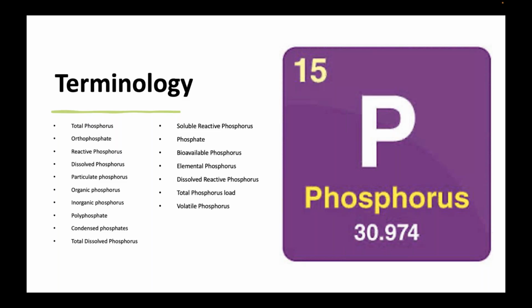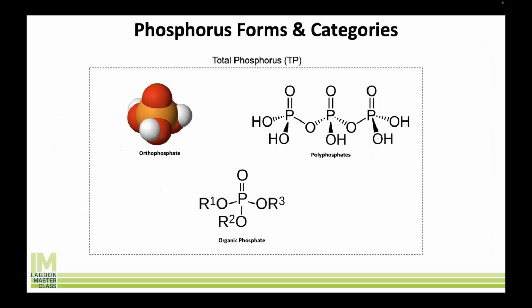We're not going to talk about all of them. We're going to focus on the ones that are specific to wastewater and specific to what we're trying to do here. You've got total phosphorus, orthophosphate, polyphosphates, organic phosphorus, and inorganic phosphorus. These are all just different ways to talk about phosphorus as a general category. For wastewater, the main forms we're focused on are orthophosphate, polyphosphates, and organic phosphate. All these things together are ultimately what make up total phosphorus.